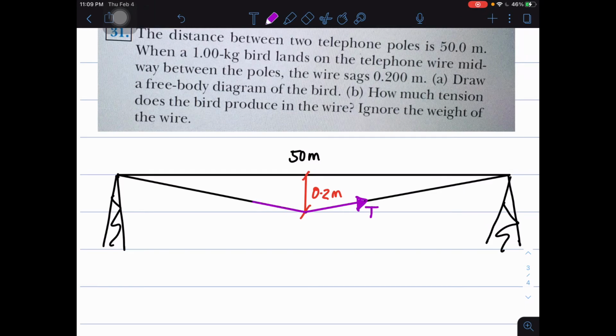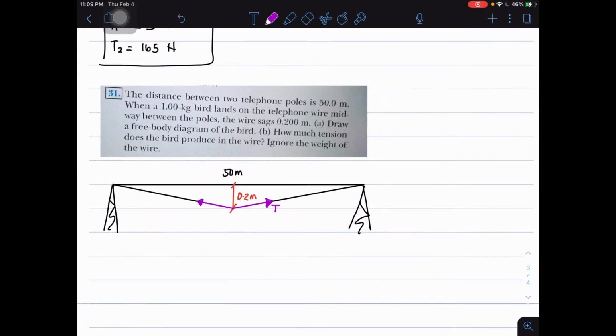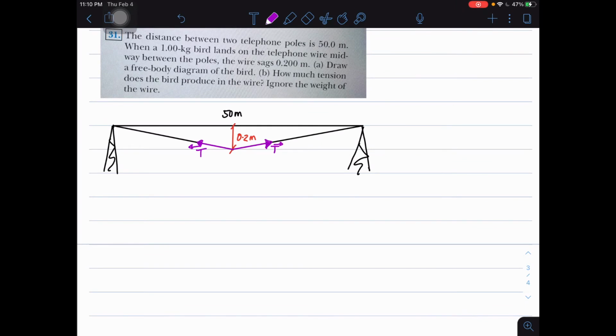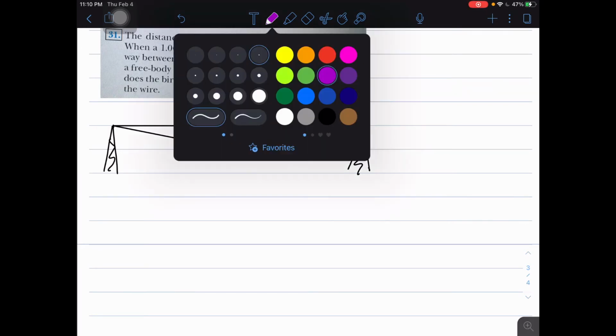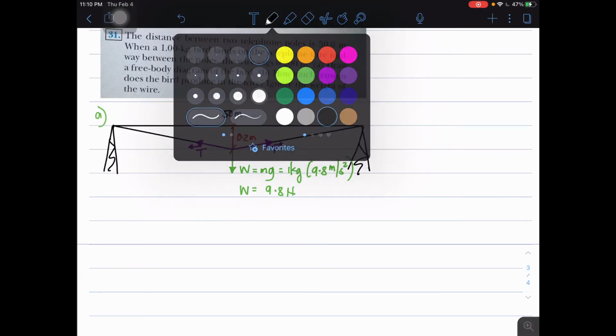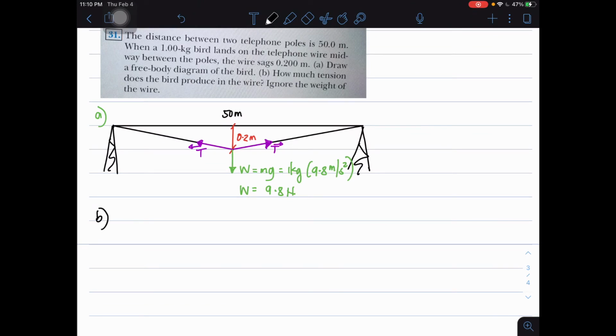Of course, there are tensile forces present here: tension here and the tension there. But since the bird landed midway, these two are the same. The magnitudes of these two tensions are the same, but the directions are different. So this is our free body diagram. We have to put the weight of the bird, which is equivalent to 1 by 9.8 meters per second squared. Therefore, weight is equivalent to 9.8 newtons. That's for letter A.